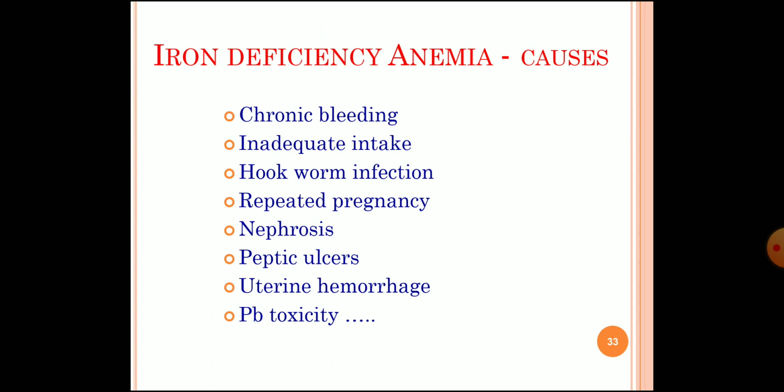Chronic bleeding from the mouth or nose or intestine or uterus, anywhere. If chronic bleeding is there, peptic ulcer bleeding, ulcer in the intestine, everything will cause iron deficiency anemia.